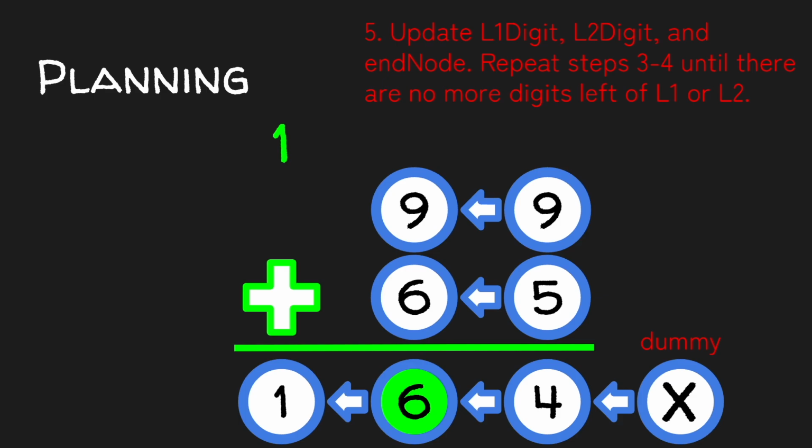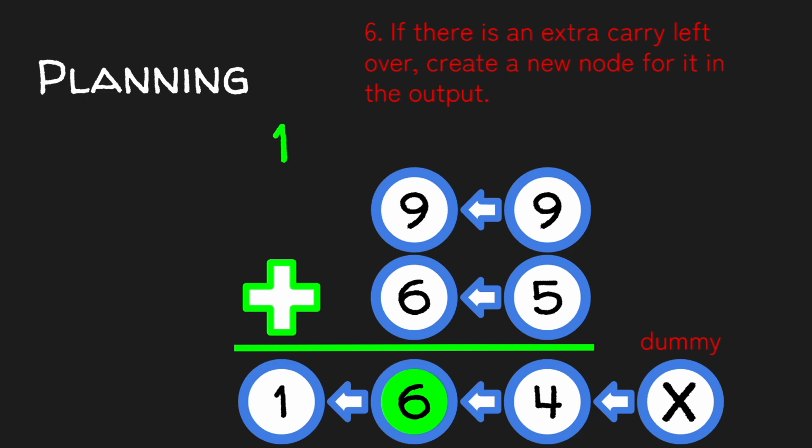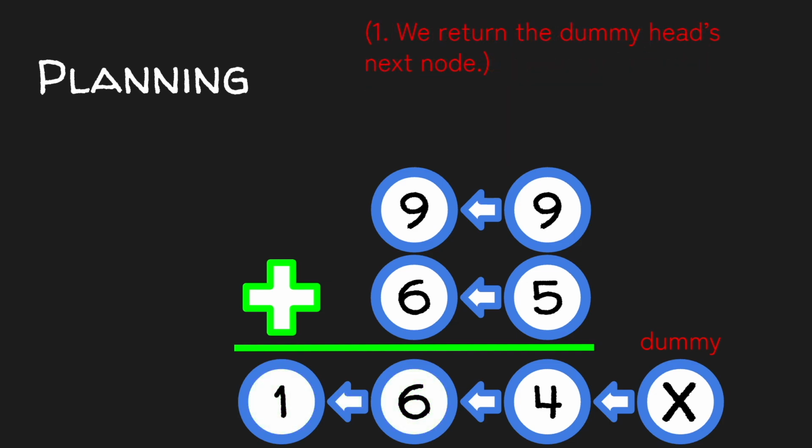Finally, if there's an extra carry left over, we need to create a new node for it and add it to our output. Alright, and that's it. Recall from the first step that we return the dummy head's next node, so we return the linked list with nodes 4, 6, and 1. Here's our plan all written out.